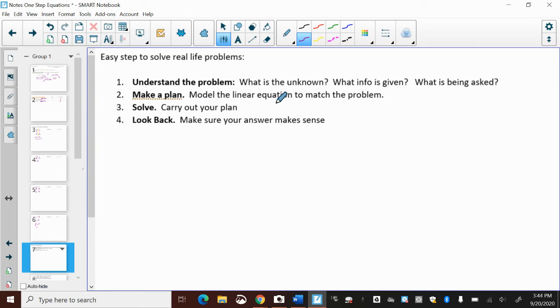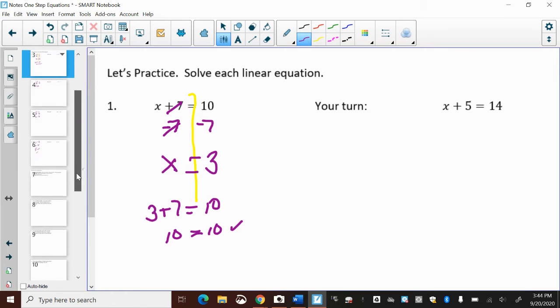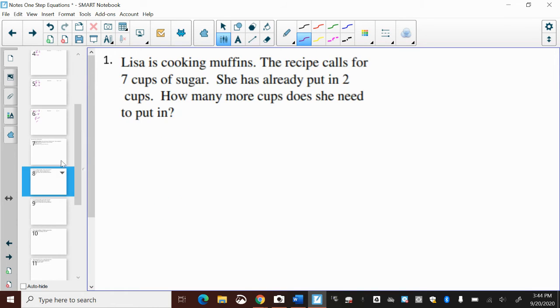Model the linear equation to match each problem. Solve, carry out your plan, and look back. Make sure your answer makes sense. All right, so let's try the first one that I have here.